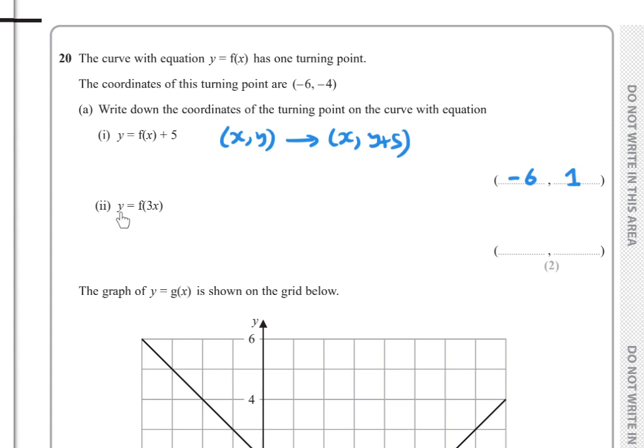For part (ii), y equals f of 3x. If you multiply x by 3, this is a horizontal stretch by scale factor 1 over 3. So the point (x, y) will be (x over 3, y). So divide negative 6 by 3, you get negative 2, and keep y the same, so negative 4.